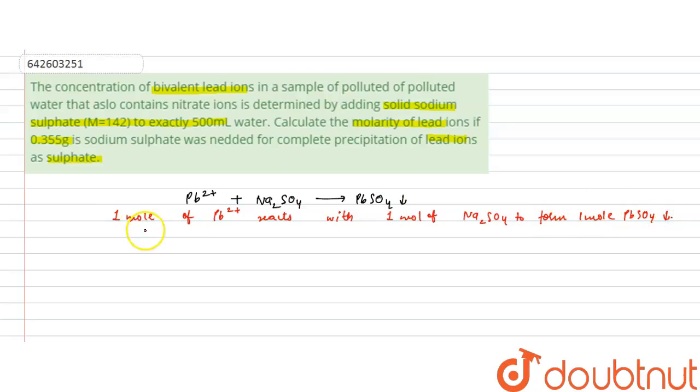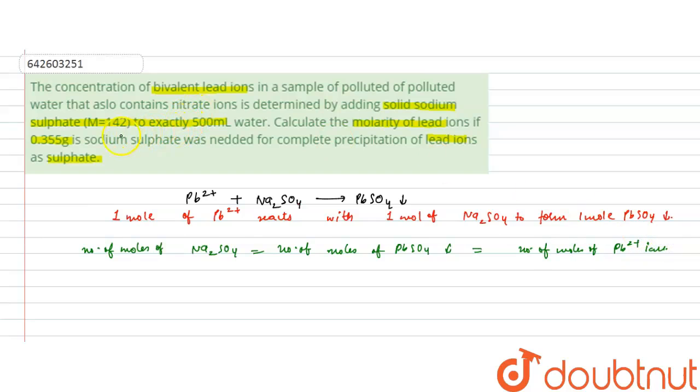Lead sulphate precipitate. It means the number of moles of sodium sulphate will be equal to the number of moles of lead sulphate precipitate, which will be equal to the number of moles of lead ions present in the solution. So we can write number of moles of sodium sulphate will be equal to number of moles of lead sulphate precipitated, which will be again equal to number of moles of lead 2 positive ions present.